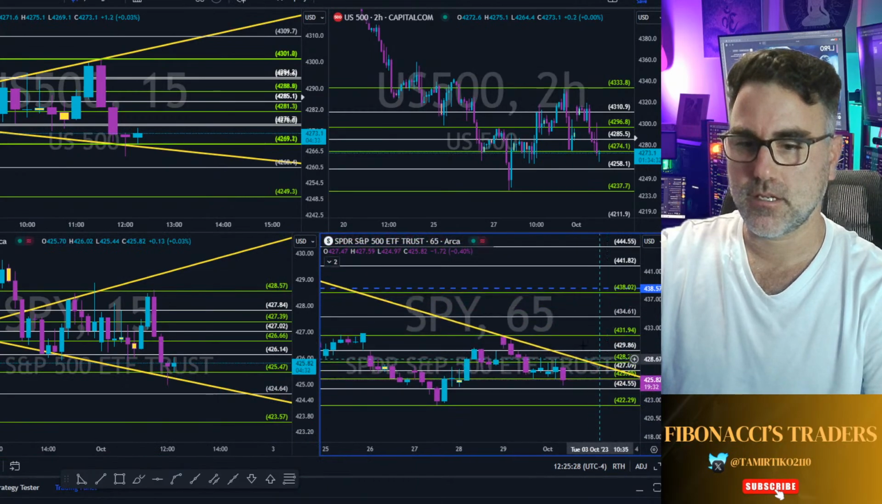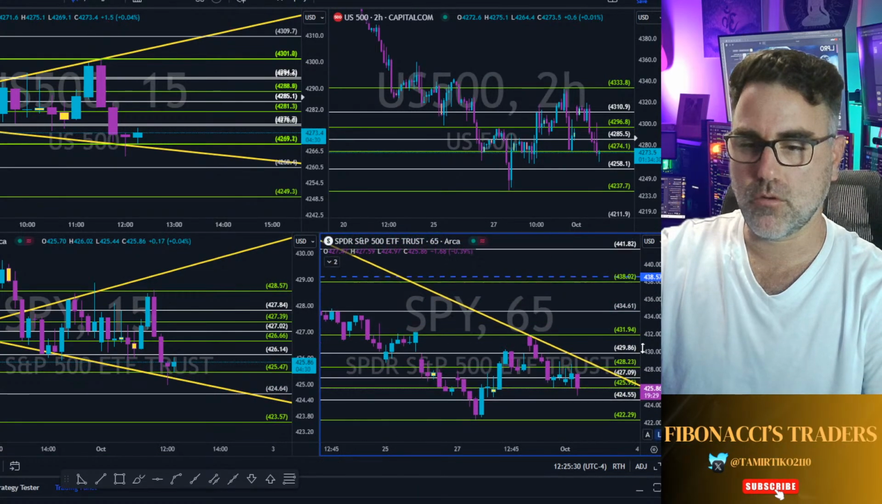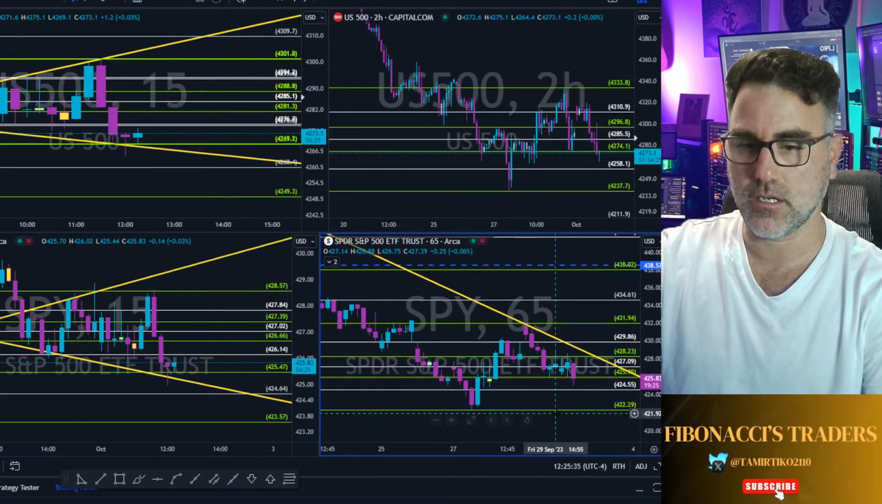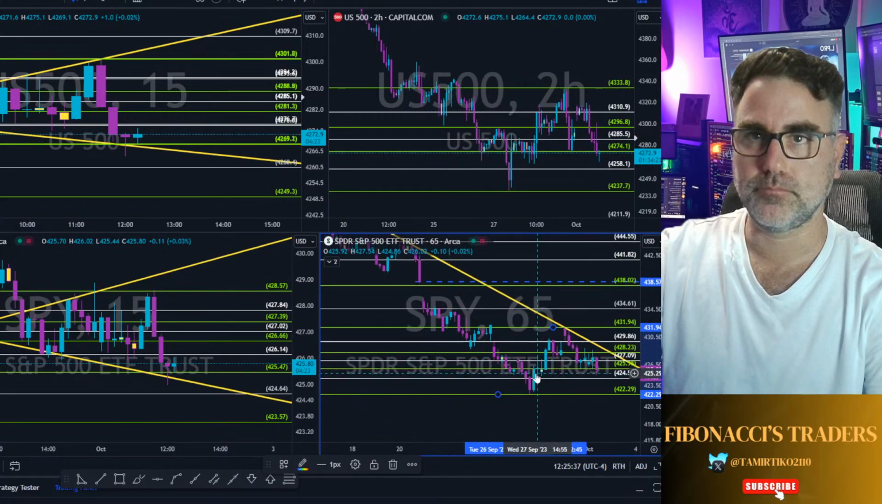Bounce off the trend line on futures and on the SPY. 65 minutes, still with a lower low, closing below the 426, and we are heading to the 422.